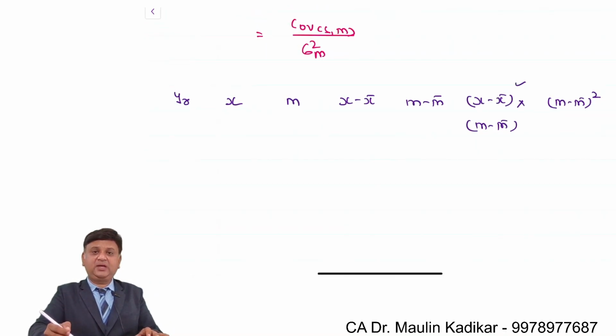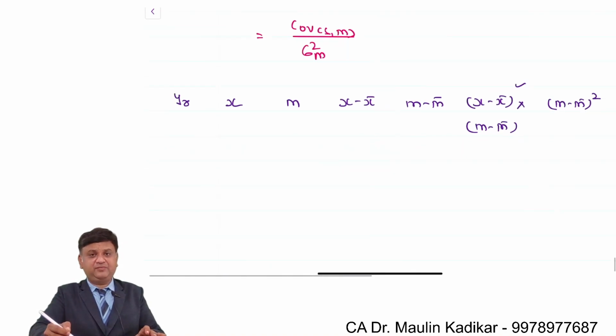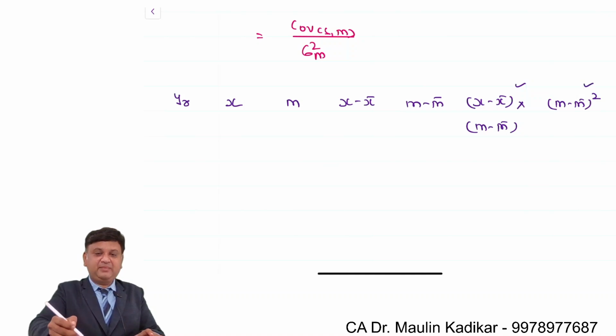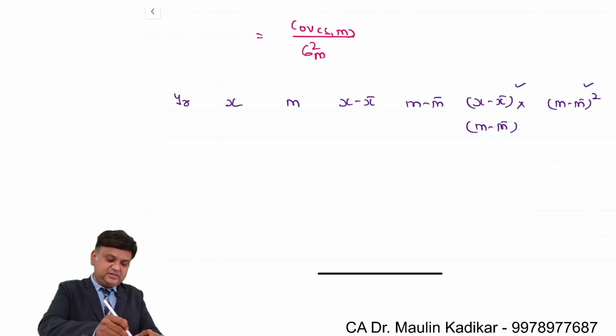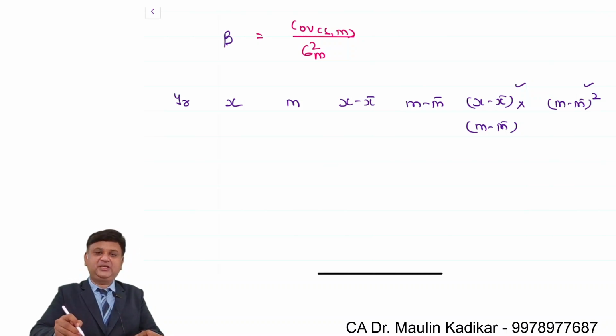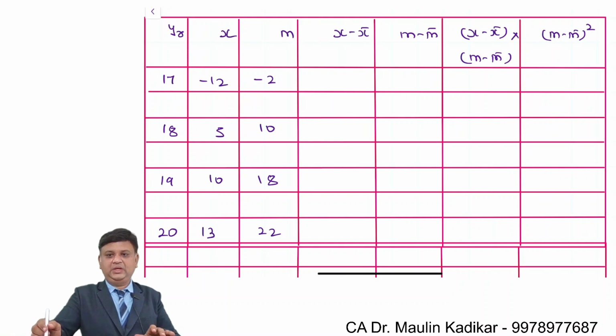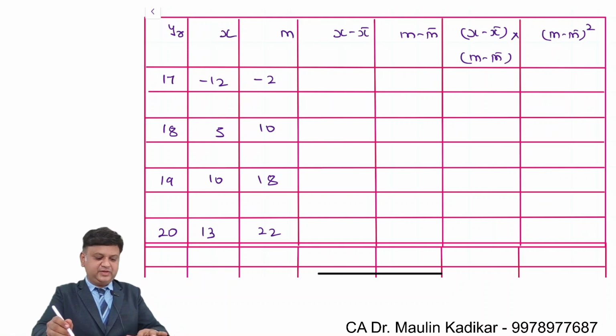Summation of x minus x bar into m minus m bar, divided by n, will give the covariance. Summation of m minus m bar whole square, divided by n, will give the variance of the market portfolio. And based on that, we can make the computation of the beta of the security. So let us see how to make the calculation of the answer.